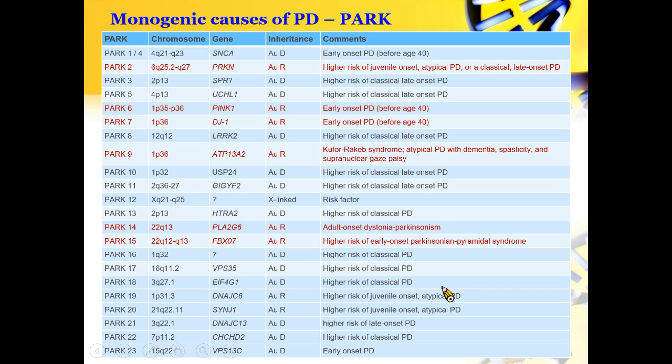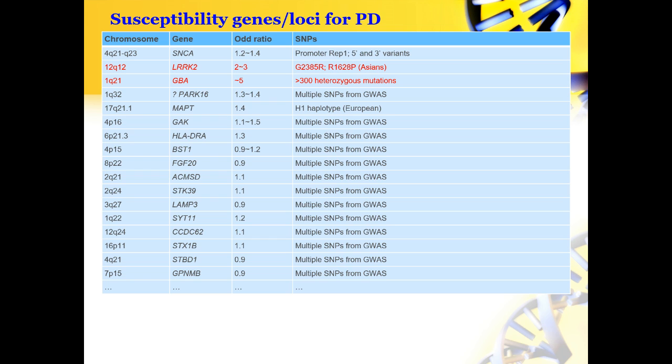This table summarizes the monogenic causes of PD, which account for 30% of familial and 3 to 5% of sporadic cases. The red ones are autosomal recessive inheritance. Patients with those mutations usually have earlier onset of PD symptoms. This is a list of susceptibility genes or loci for PD.